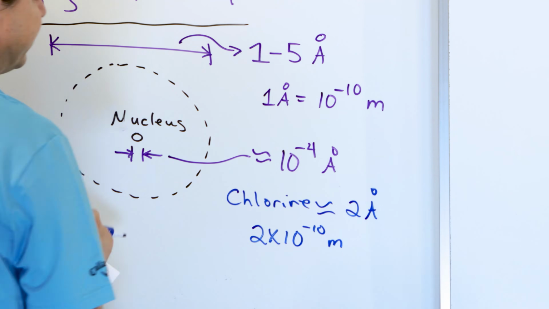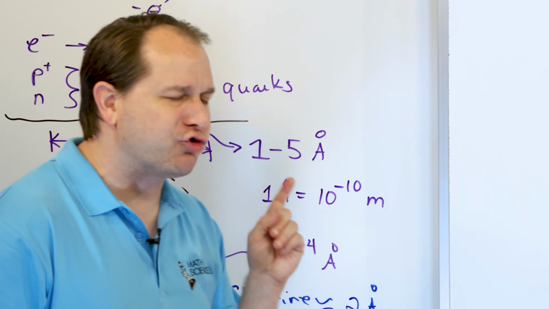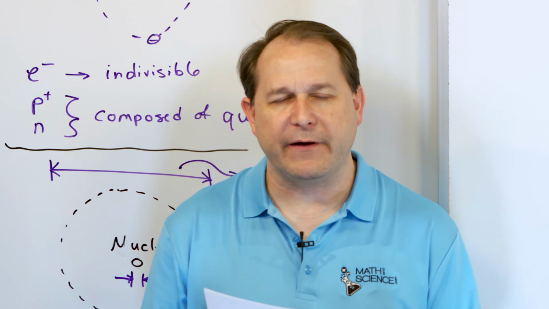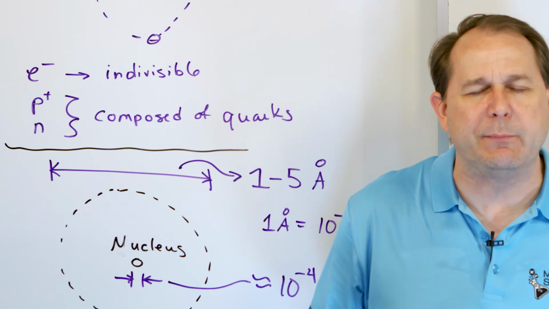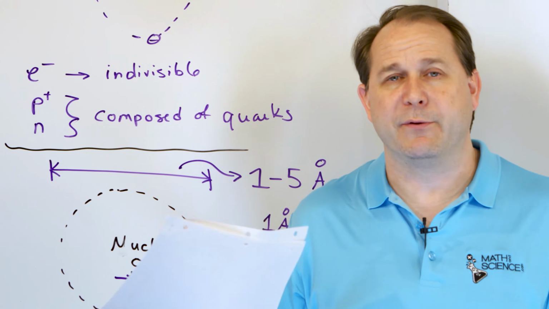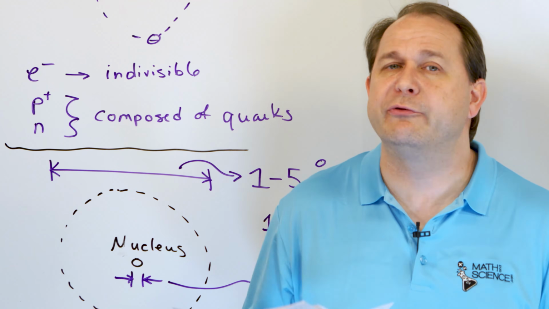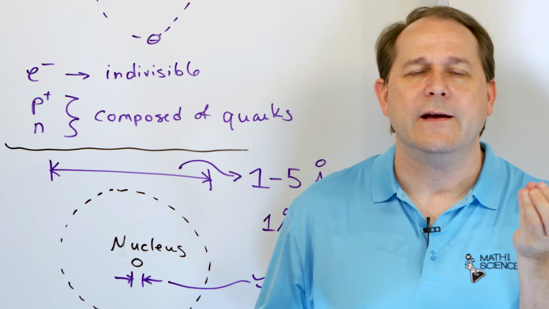This is double that, 2 times 10 to the minus 10 meters. And this is the diameter of a chlorine atom. So these things are incredibly small. Very, very, very inconceivably small. I mean, we could write the number down, but really it's impossible for us to imagine what the diameter of this thing is. It's just too small and removed from our everyday observation.